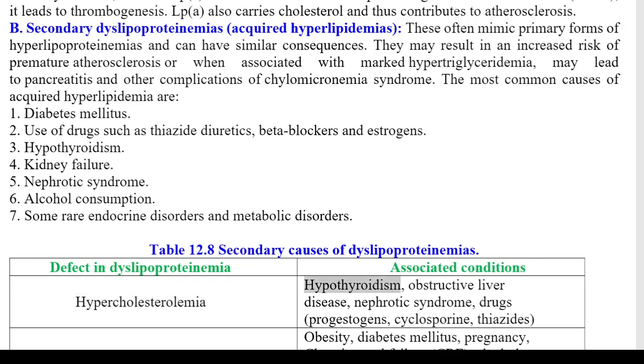Hypercholesterolemia: hypothyroidism, obstructive liver disease, nephrotic syndrome, drugs. Progestogens, cyclosporin, thiazides.